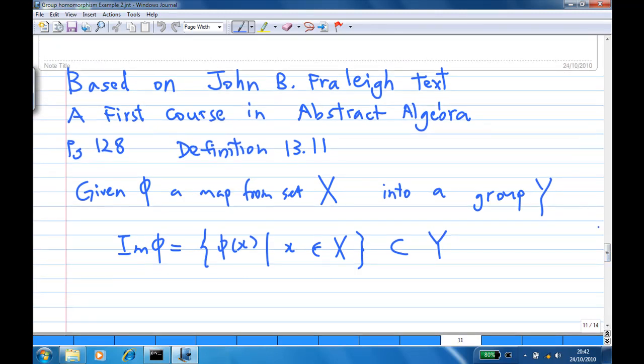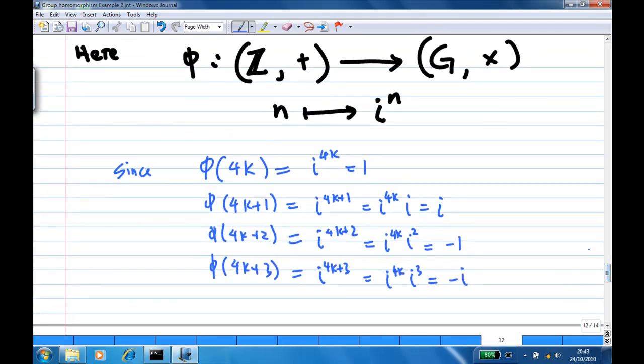Now to do this, let's recall John Fraleigh's text, A First Course in Abstract Algebra, page 128, definition 13.11. Given phi, a map from a set X into a set Y, the image of phi will be phi of x for all x in X, and this is a subset of Y. Now in our case, phi is from the group of integers to G, n goes to i to the power n. Let's work out some calculations.